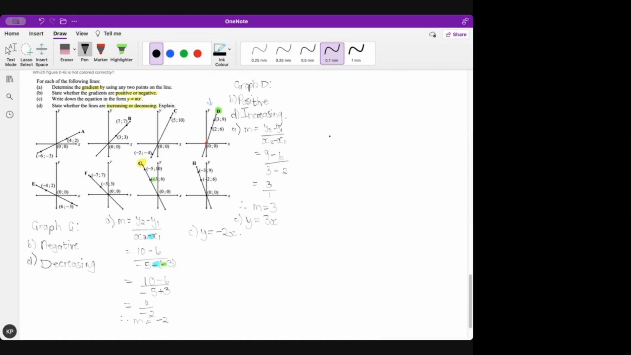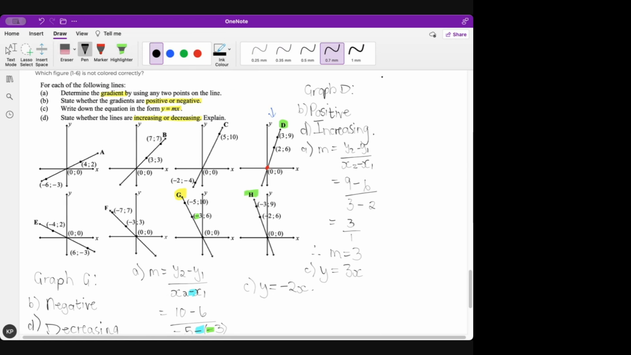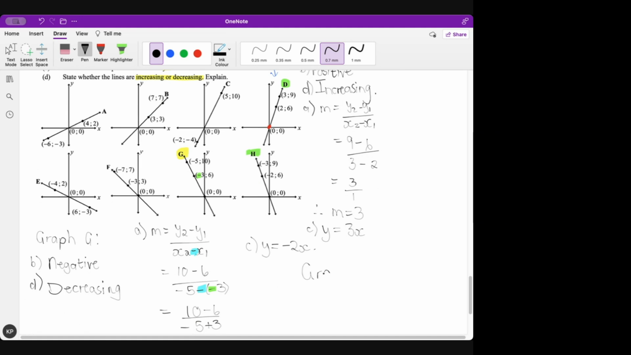I think we can do one more. We have time for one more. Let us do H. Let's just do H. Okay. Let me write here graph H. Okay. Negative or positive gradient? Nice. Sinubuhle was already there. Negative and decreasing. Let's find the gradient.